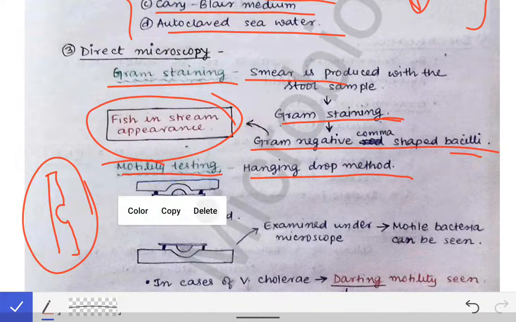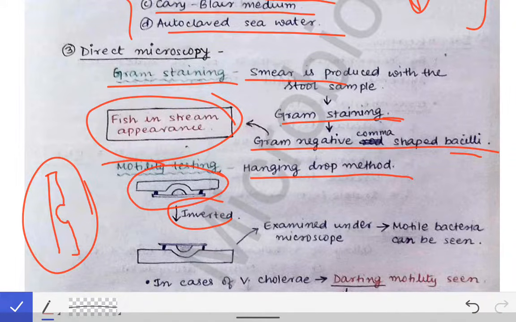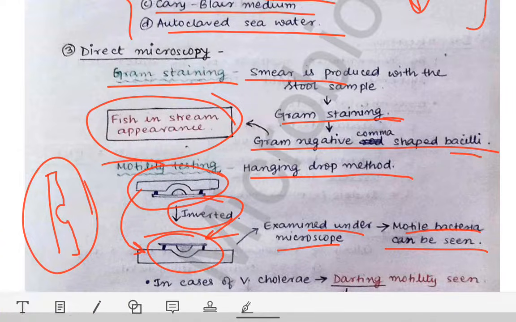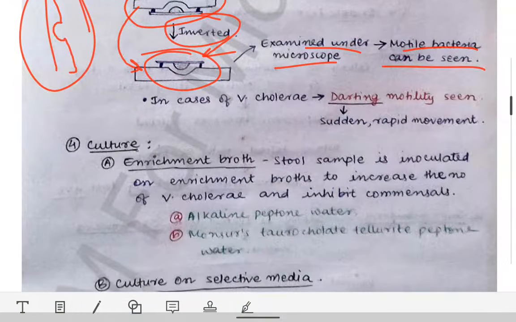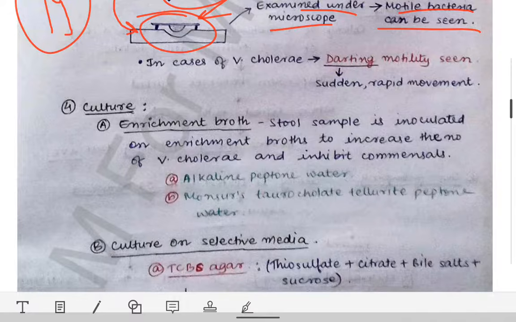Okay, so after that we will invert this whole system, and after inverting it will look like this. See, the cover slip will come at the upper side, and the concave slide will become below the cover slip. Okay, and we will see this under the microscope, and when we see it under the microscope, we see motile bacteria in that drop of specimen. So that means the bacteria is motile. We get a clue that the bacteria is motile.